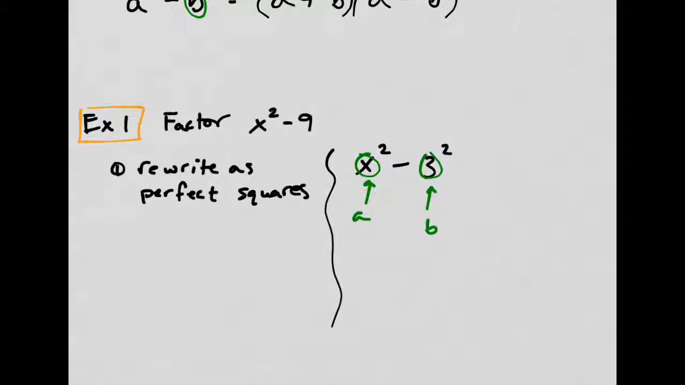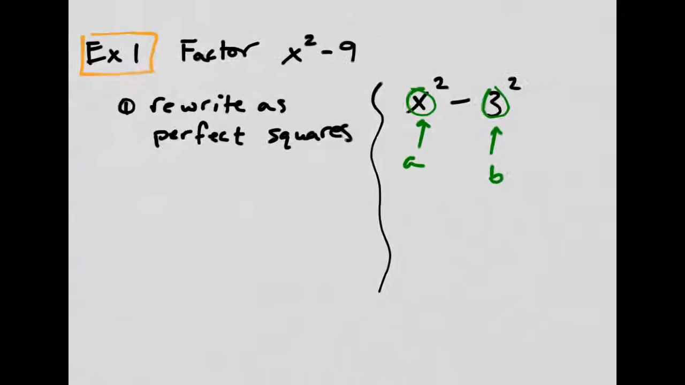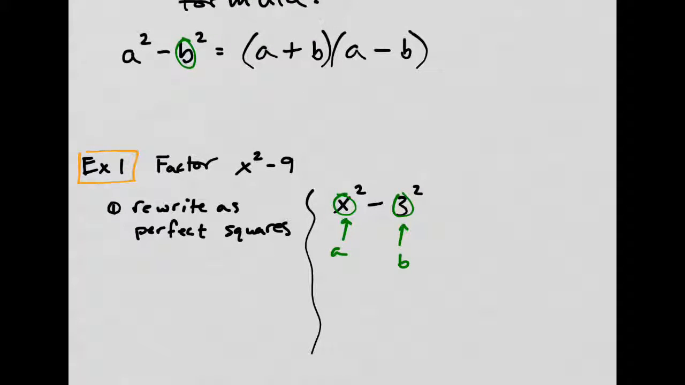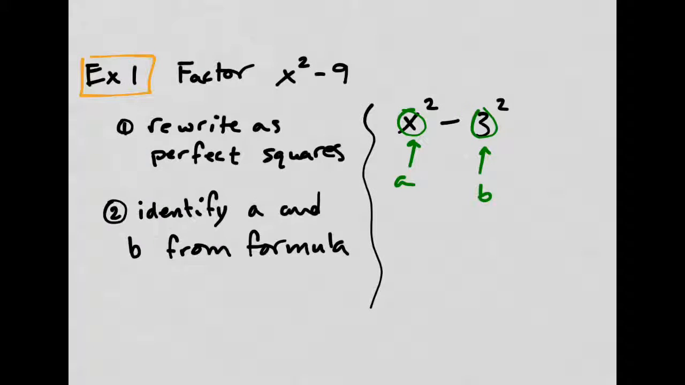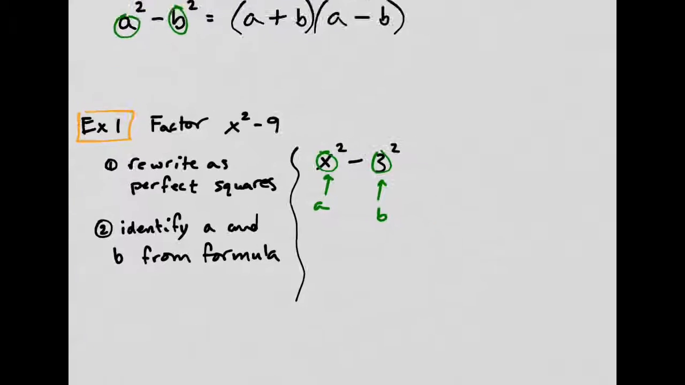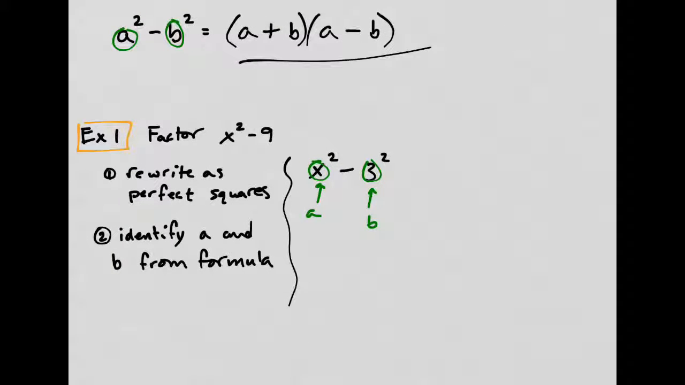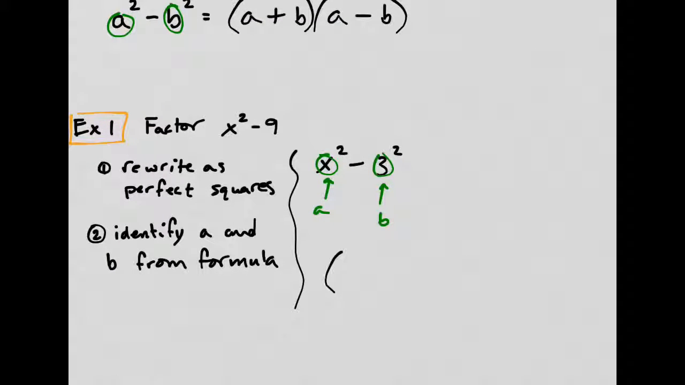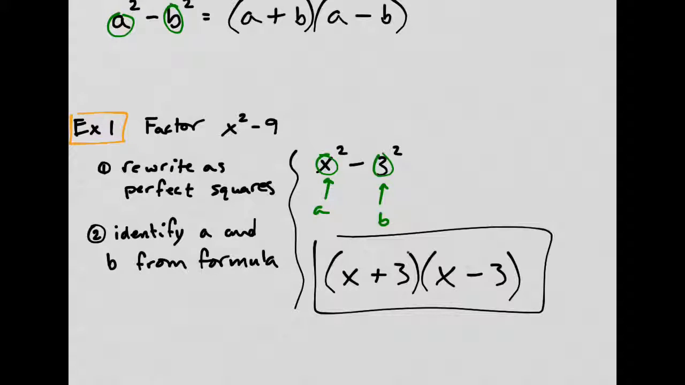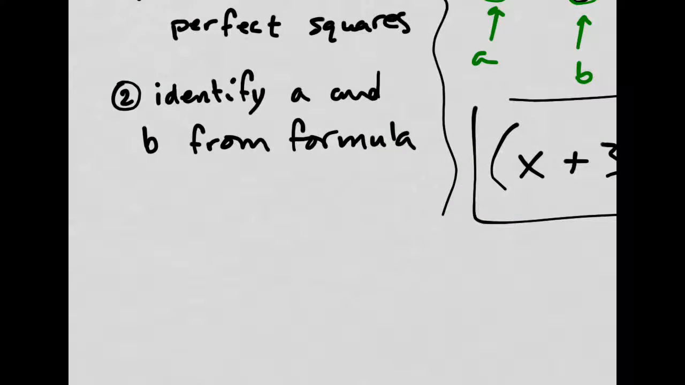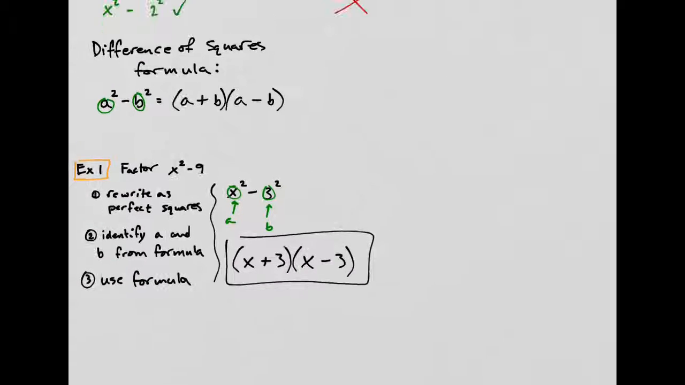So, I guess that's the second step. Identify what a and b are from the formula, right? A and b. So there we have that, and then just follow the formula. Well, a is x, and then plus, and then b is 3, and then x minus 3. It's just one of them is plus, one of them is minus, and now it's factored. That's it. So use formula. And that's it. That's all you have to do.